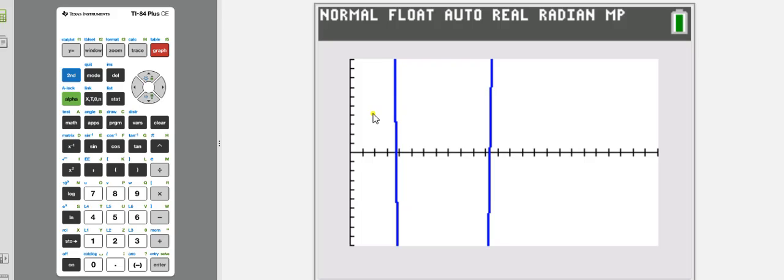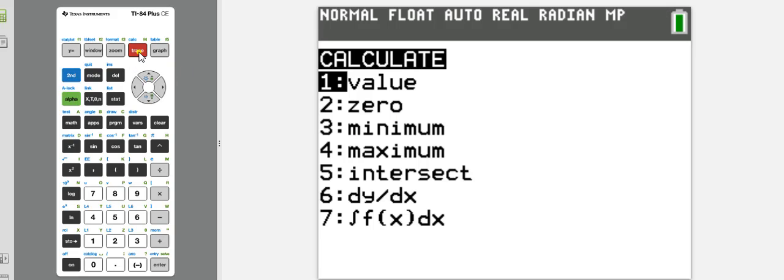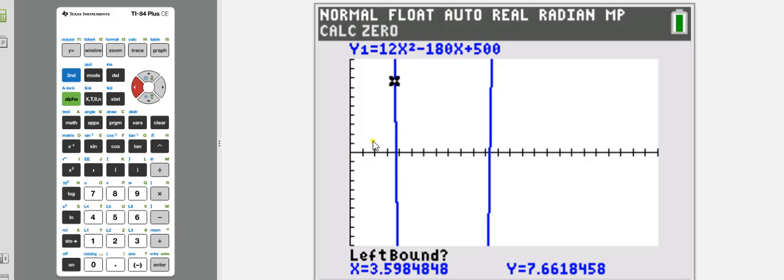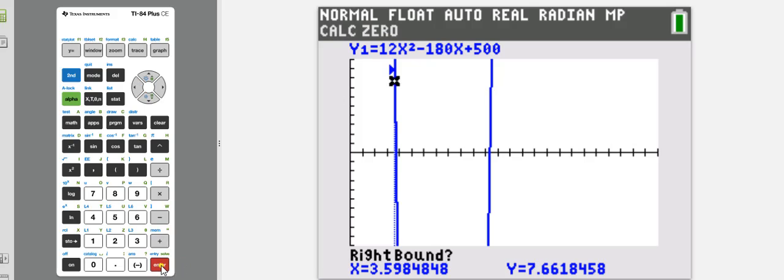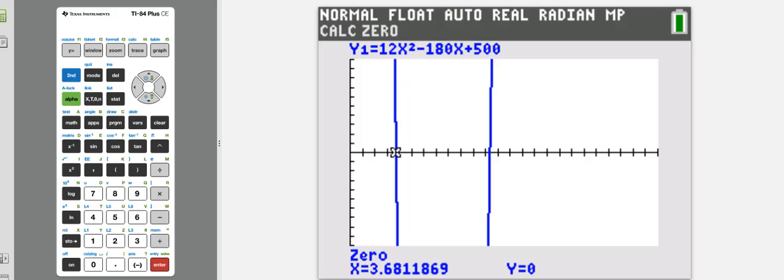And notice, V prime changes from positive to negative at this value. And V prime changes from negative to positive at this value right here. Let's find both values. So second, trace for second calc. And you want to find the zero, so press 2. The left bound, press enter. And right bound, press enter and enter again.